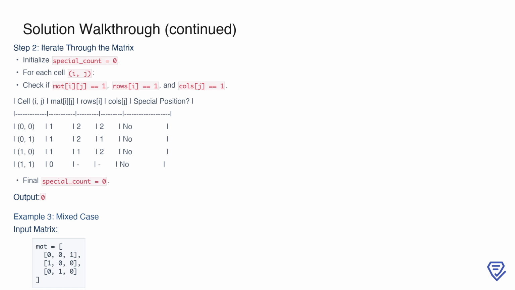Position 1 1 contains a 0, so it cannot be special. After evaluating all cells, we find no special positions, leaving special_count at 0. The output for this example is 0.